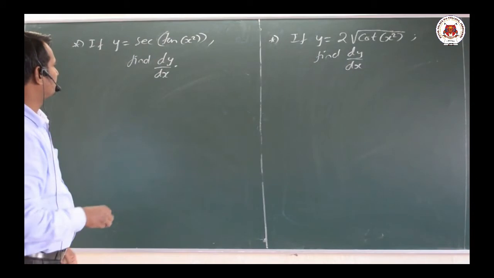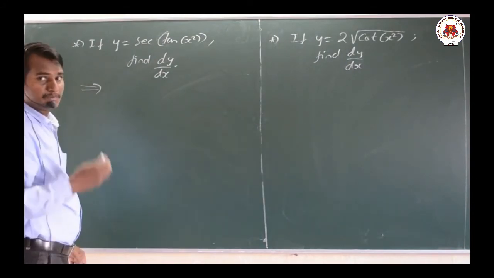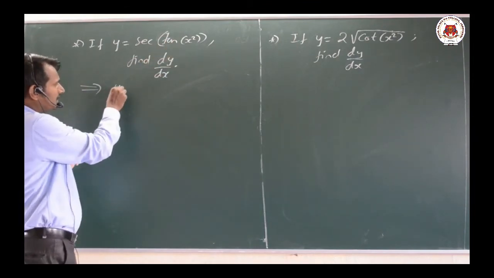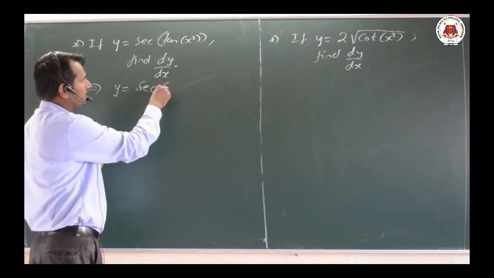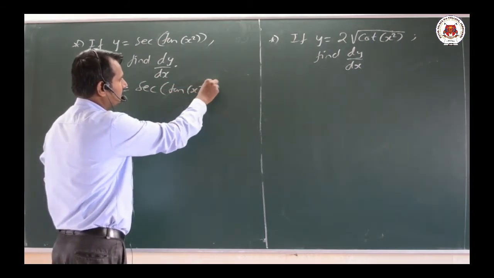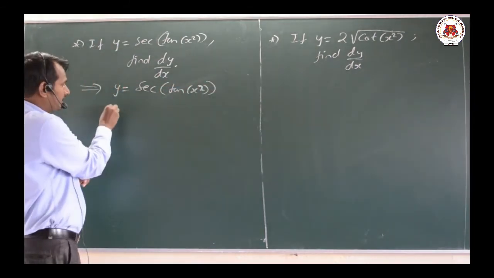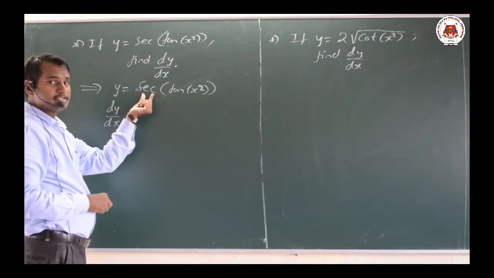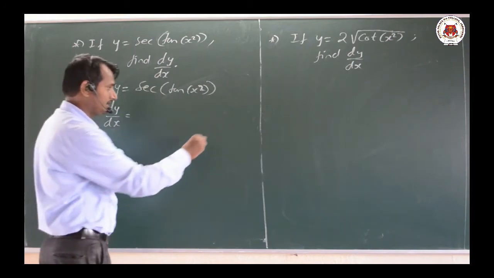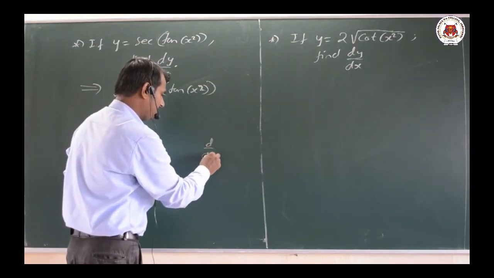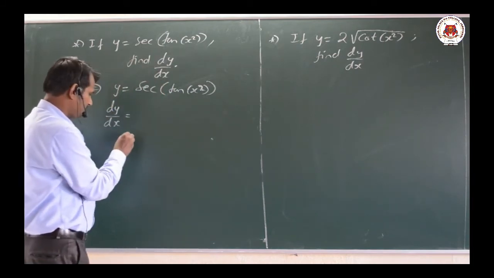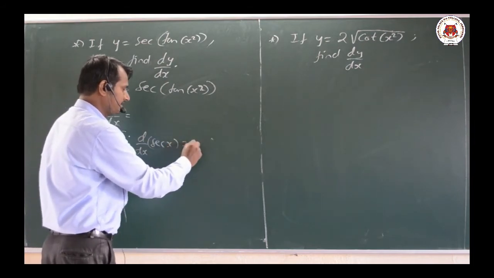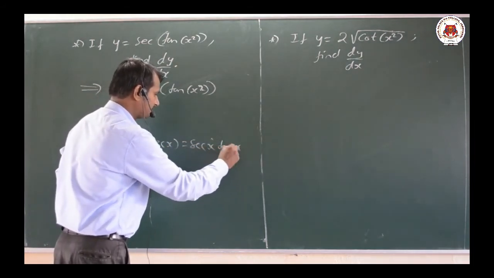The first problem here is similar to the previous problem we just solved: secant of tan of x square. Here I will rewrite the function first, that is secant of tan of x square. Now dy by dx means what? First of all, secant differentiation. What is it? d by dx of secant x is secant x into tan x, that we shall write.